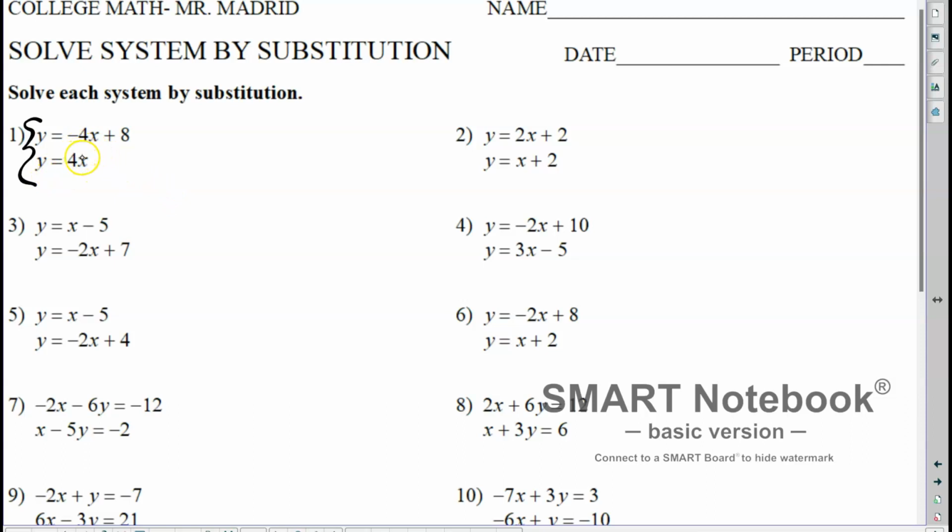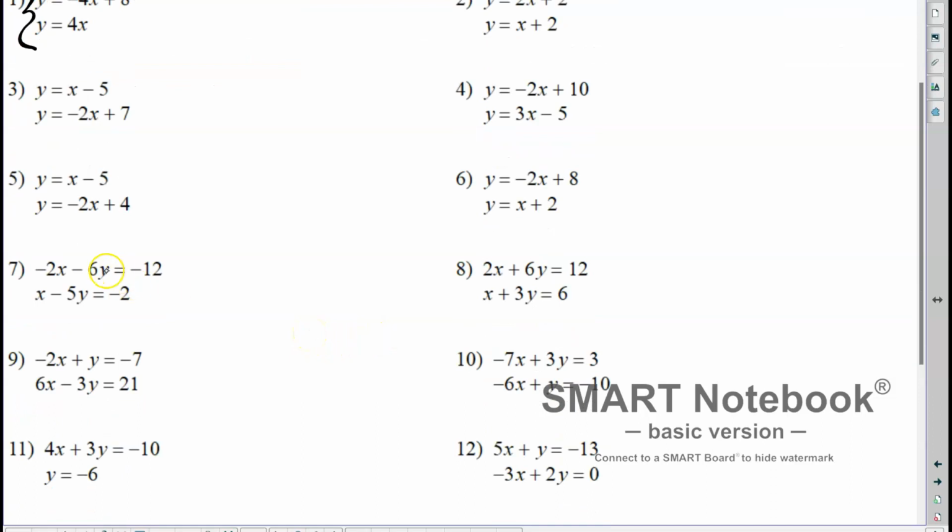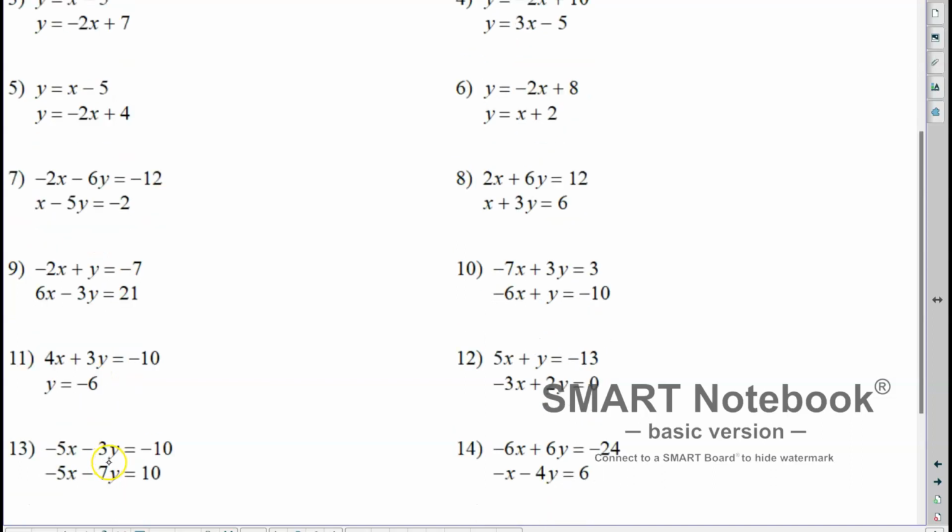I think that one might be a little too easy, so let's try something like even 6 is easy. 7's a little tougher. Let's jump to 11. I think this one puts us in a nice place.